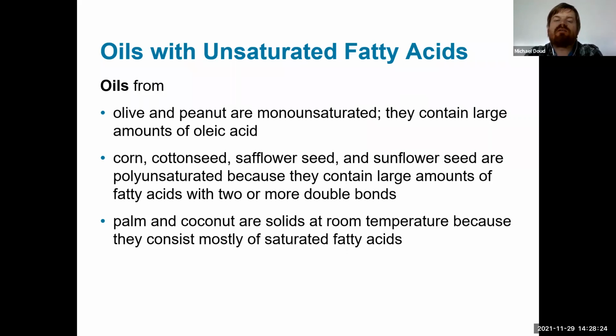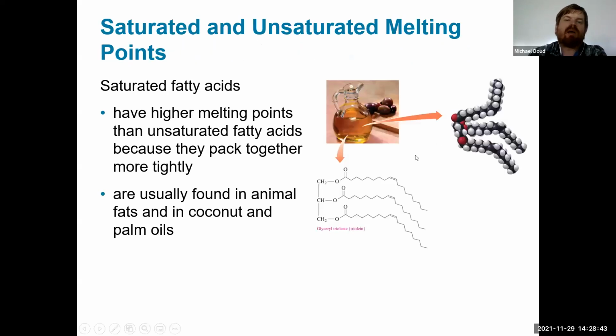Corn, cottonseed, safflower, and sunflower seed oil are polyunsaturated. That means that they have 2 or more double bonds in the fatty acids. And then finally, palm and coconut oil are outliers. They're solids at room temperature because they have mostly saturated fatty acids, unlike the other plants that we've been talking about. Okay.